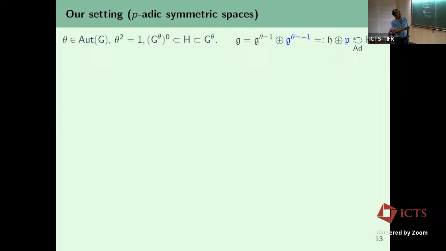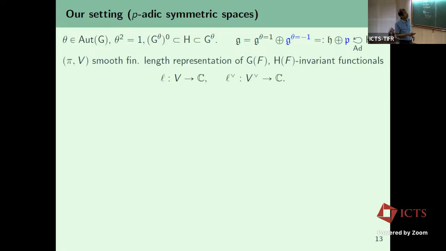So you can split 𝔤 as the plus one eigenspace and the minus one eigenspace of θ, and the plus one eigenspace of θ is nothing but the Lie algebra of H. Whatever remains, the minus one eigenspace, is what you call 𝔭. Okay, so it has an adjoint action by H, because H acts on G preserving H, and this is simply the derivative of the action of H on G/H. Okay, and let π be a smooth finite length representation of G.